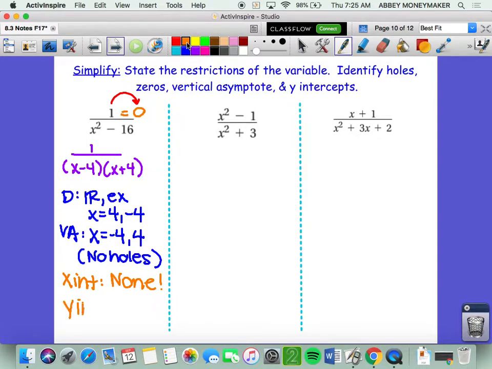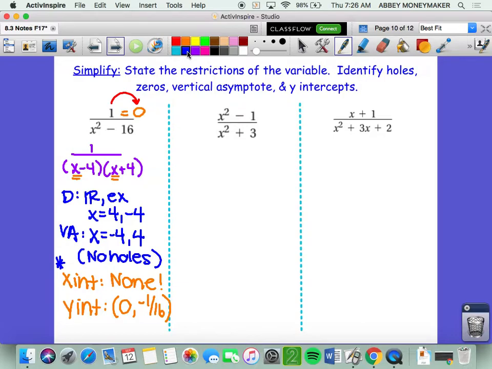For the y-intercept, remember, plug in 0 for x, and we would get (0, negative 1/16). Where did I get that from? I plugged in a 0 for my x, and I simplified. This is really important.